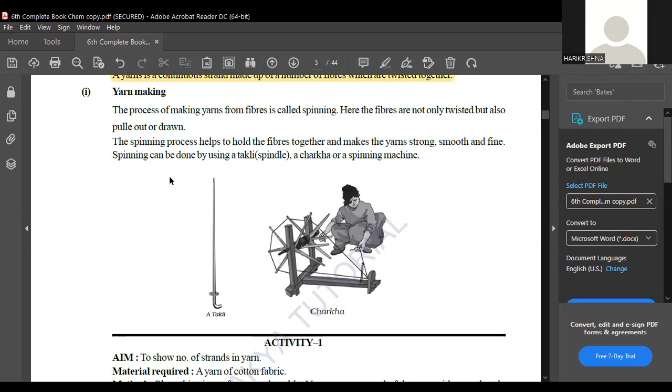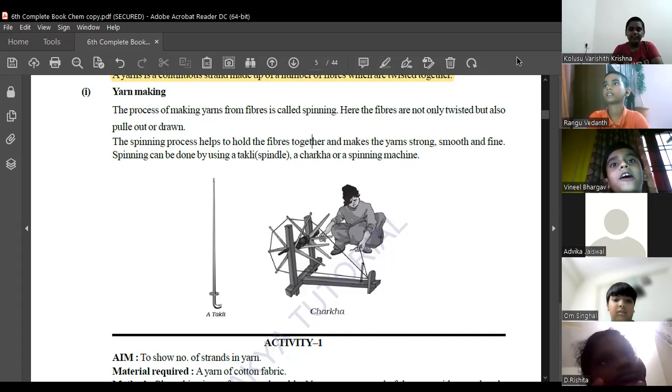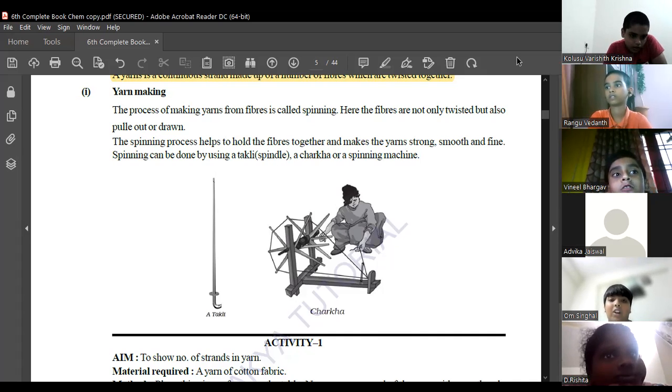Yes, sir. I've seen photos of Mahatma Gandhi with the charkha. Have you seen any photo of a charkha? Yes, sir. Sir, it's like Mahatma Gandhi would make cloth with it.